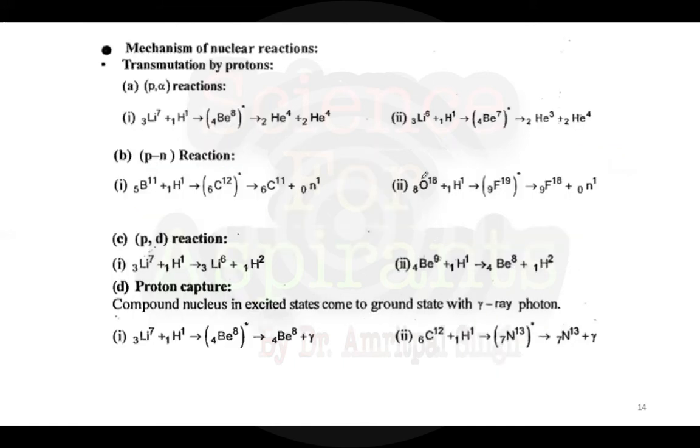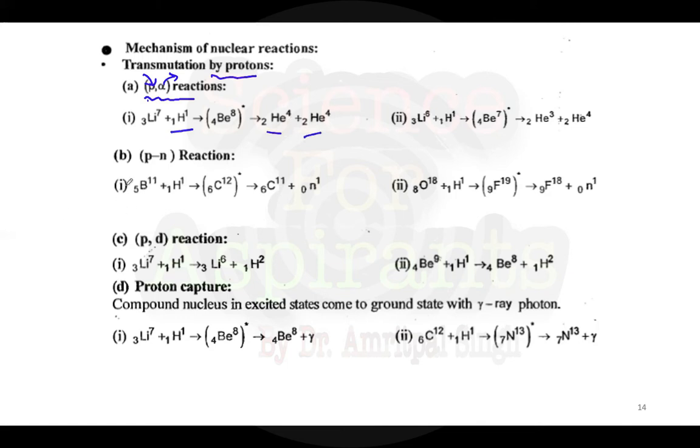There are various mechanisms with which we can do artificial transmutation. The first example is artificial transmutation by proton. The (p, alpha) notation represents that our parent nucleus is being bombarded with a proton, and the alpha particle is considered our outgoing particle. Lithium is bombarded with a proton, and beryllium is formed as a compound nucleus, and when it loses its energy, it is converted into 2 helium nuclei.